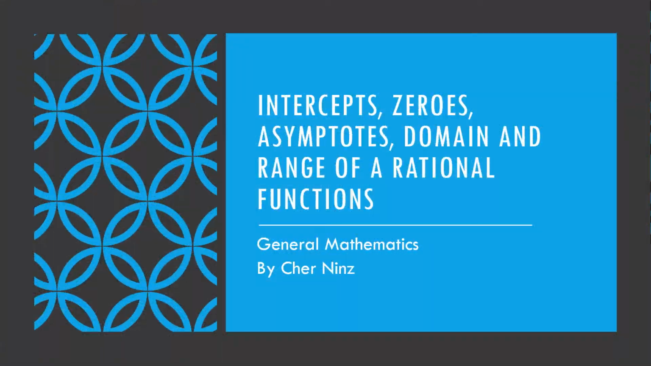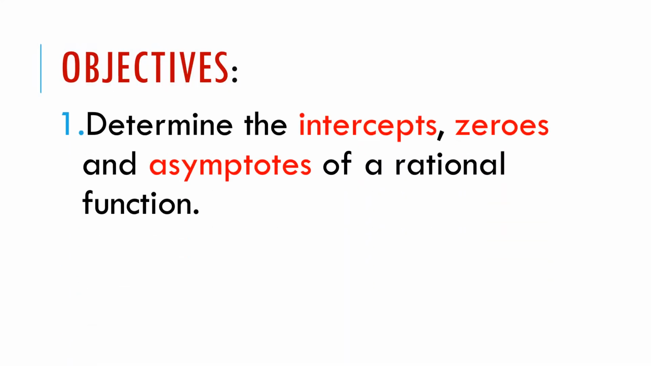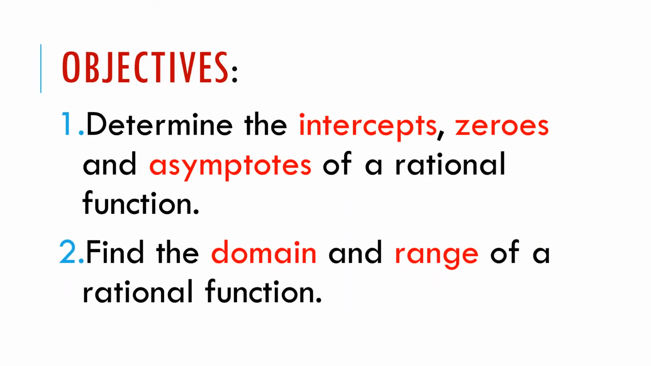This is Chernines, and for today's video lesson, we will talk about some properties of rational functions. Remember that rational functions are those functions that are the division of two polynomials. At the end of this video lesson, you will be able to determine the intercepts, zeros, and asymptotes of a rational function. Find the domain and range of a rational function.